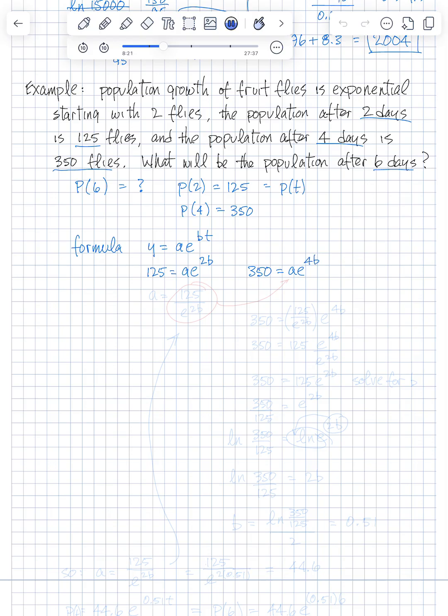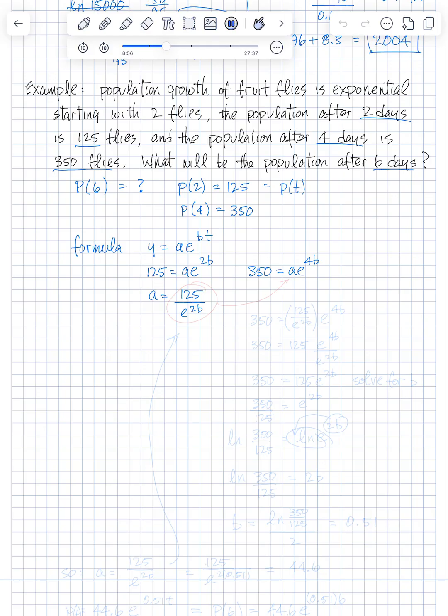And so what we're going to do is solve one of these in terms of the other. So how do we go about doing that? Well, let's solve the first one for A. So we have 125 is equal to A e to the 2B. So divide both sides by e to the 2B, and we have A is equal to 125 divided by e to the 2B.